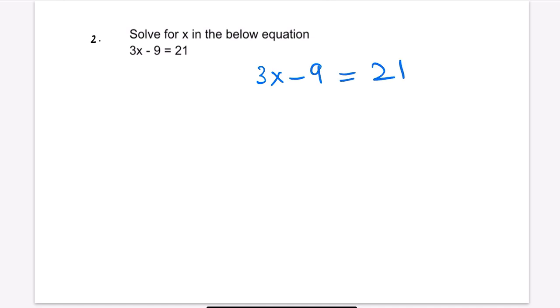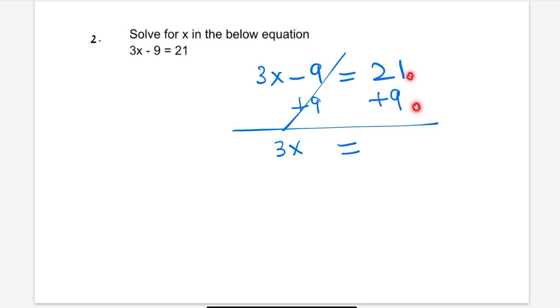So let's pretty much follow the same steps as we did in problem 1. So we have to isolate x from 3 and negative 9. Let's do that. So the inverse of negative 9 is positive 9. So if I add positive 9 on the left side, I have to do the same thing on the right side. So right now negative 9 and positive 9 get cancelled out on the left side. So I'm left with 3 times x, or 3x, on the left side is equal to 21 plus 9. So I'm left with 30 on the right side.